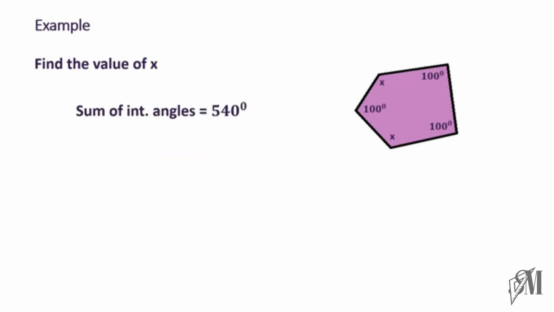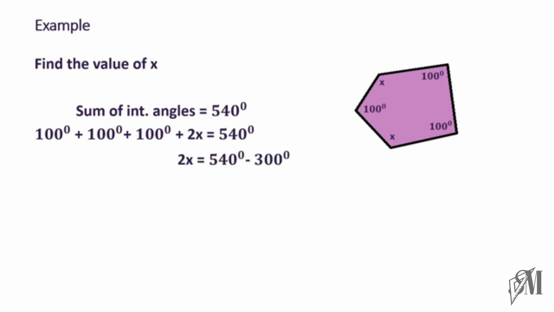So first of all, let us write down the equation. The sum of interior angles of a pentagon we know is equal to 540 degrees. And then we can write down the sum of interior angles. I write 100 plus 100 plus 100, and 2x is equal to 540. Let's isolate 2x, then it becomes 540 minus 300. That is equal to 240 degrees. So if 2x is equal to 240 degrees, x will be 120 degrees. So this is how we apply the equation in a sum.